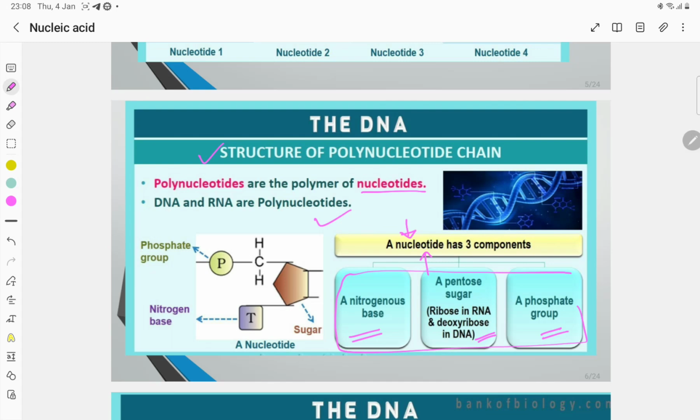But whenever the nucleotide does not contain the phosphate, then it is called a nucleoside. So do not confuse this one. A nucleotide consists of three things: nitrogen base, pentose sugar, phosphate group. But a nucleoside contains a nitrogen base and a pentose sugar. There is no phosphate group.